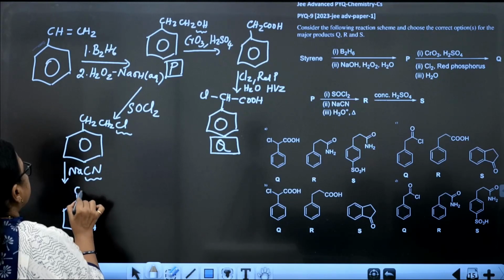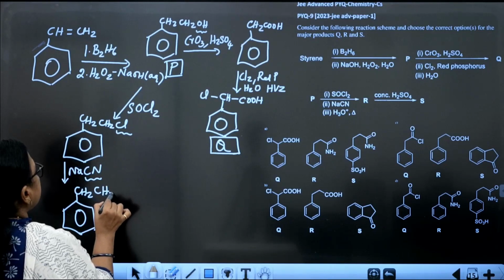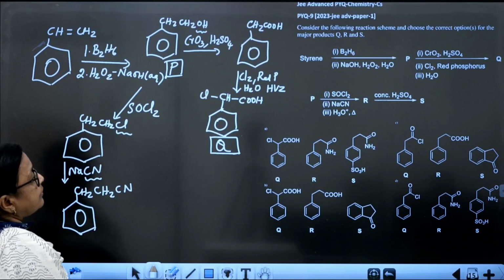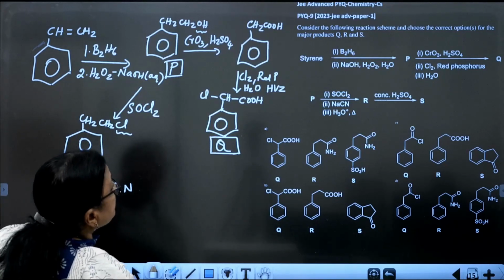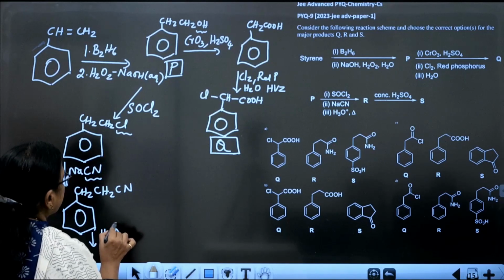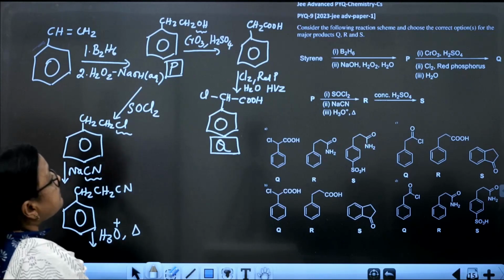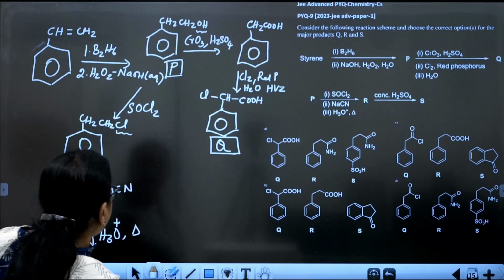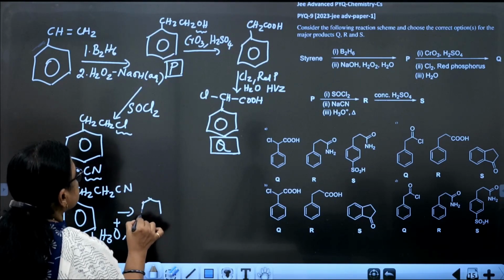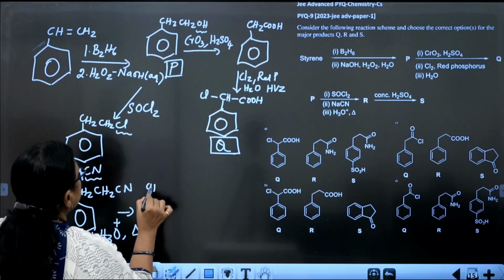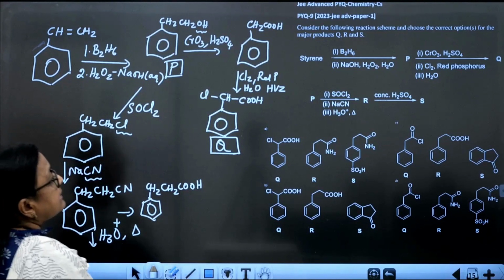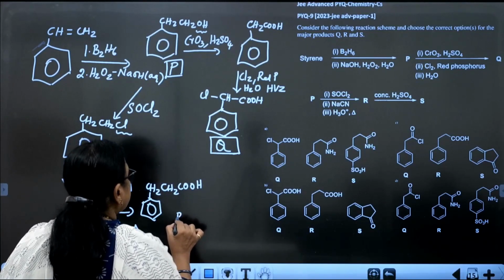You end up with a nitrile, a cyano compound, where the total number of carbon atoms is 1 greater than the previous compound. Now this is subjected to heating with acid catalyzed hydrolysis, so that cyanides are hydrolyzed to carboxylic acid. Now you get a carboxylic acid, which is R.